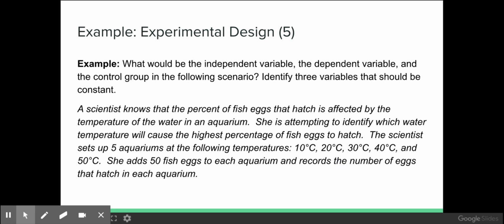3 things that I would want to make sure are constants. Dissolved oxygen concentration. We want to make sure that's the same. Maybe lights, make sure that we place them in the same lighting fixture. The pH of the solution, we don't want the pH to be different between the different groups. The species of fish, how can we compare the number of eggs if we're not using the same species of fish? So there's several ways to look at the types of things that we don't want to impact our overall experimental design.